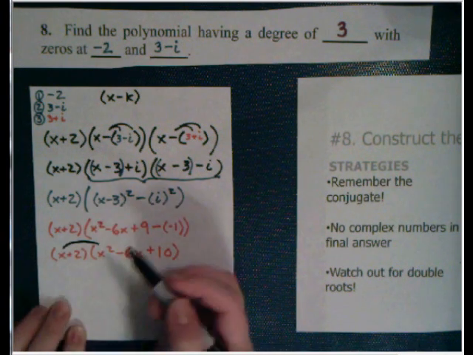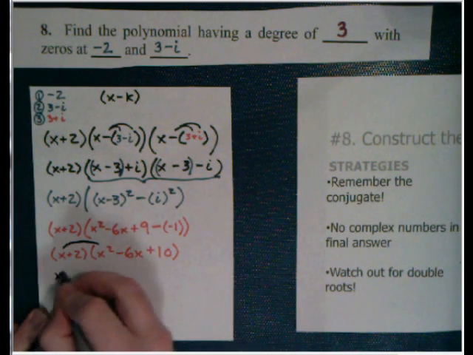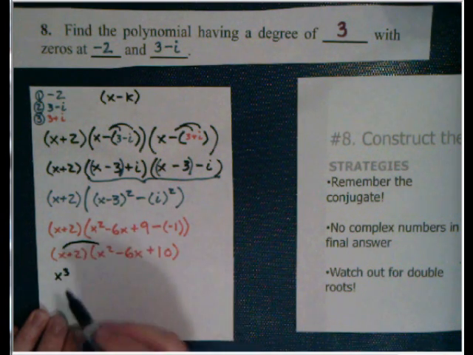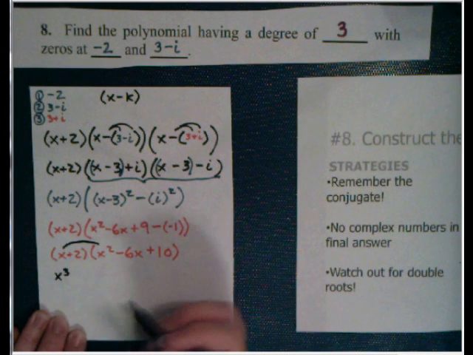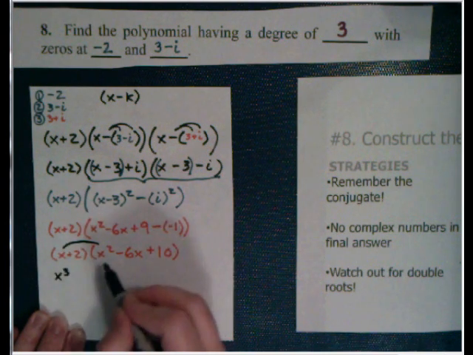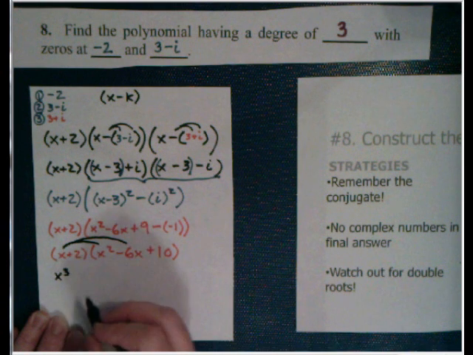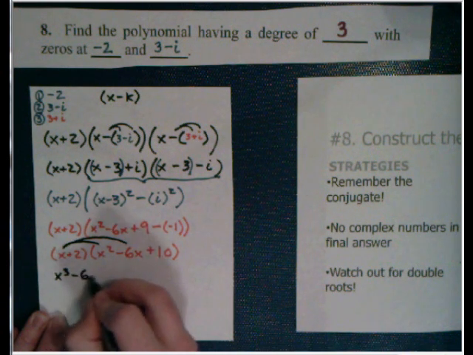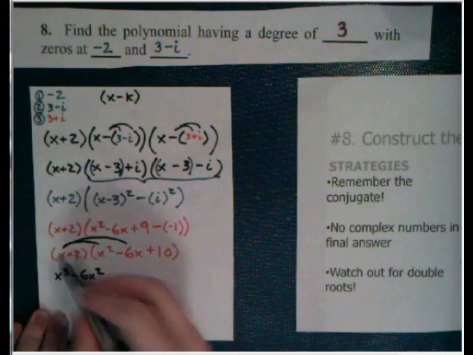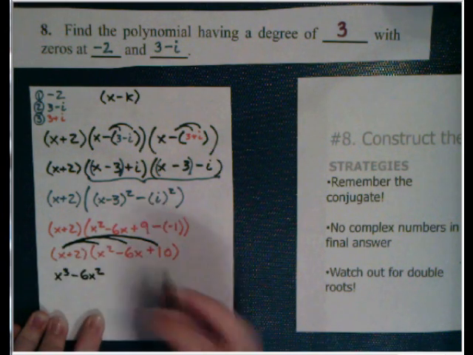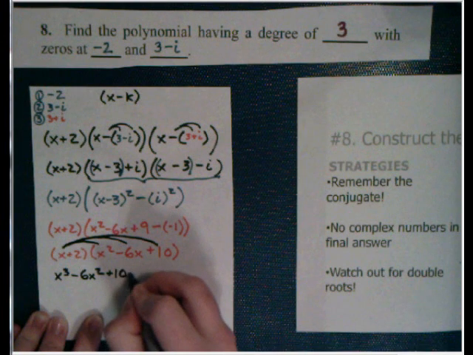So first one, x times x squared is x cubed. And again, this is that place where you might have done all the good work up to here, but if you screw up one little sign or one little multiplication, you're in trouble. So x times x squared is x cubed. Then we've got x times negative 6x. It's going to be negative 6x squared. Finally, it's going to be x times positive 10. It's going to be positive 10x.